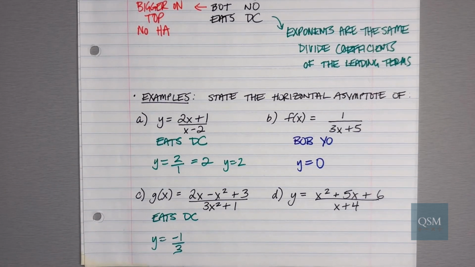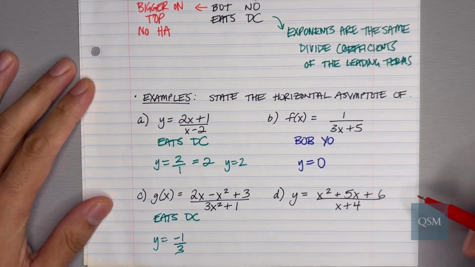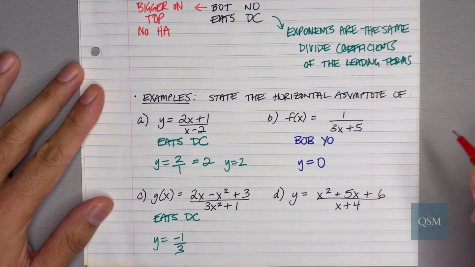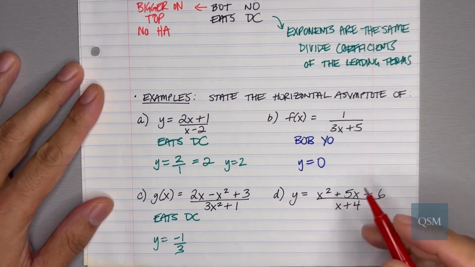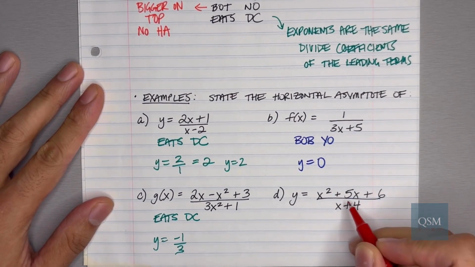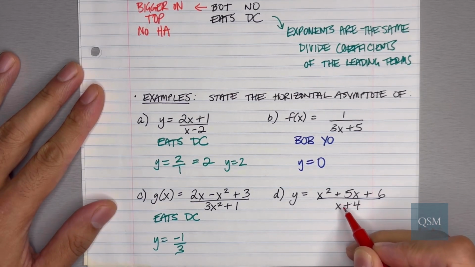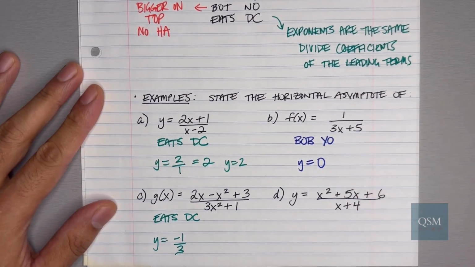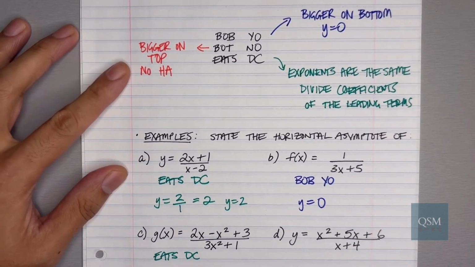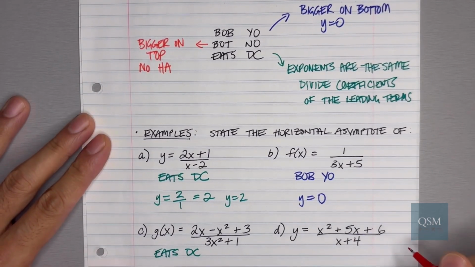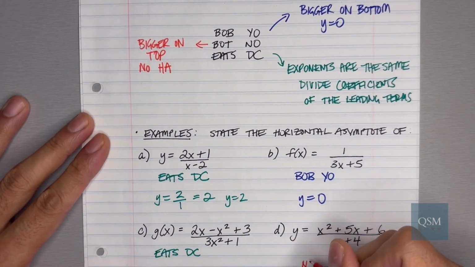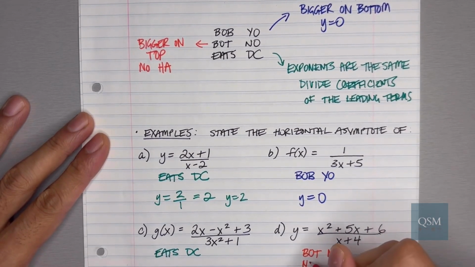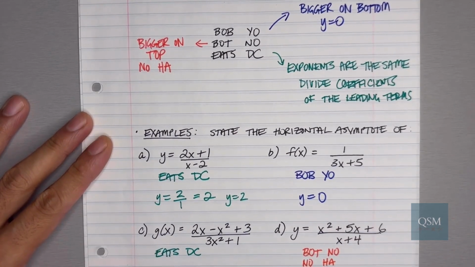And lastly, let's look at this final one right here. y equals x squared plus 5x plus 6 over x plus 4. What is the degree of the top? The degree of the top is 2 because the highest exponent is 2, and the degree of the bottom is 1 because we have another linear function on the bottom. So we have degree 2 on top, degree 1 on the bottom. We are dealing with this situation right here, bigger on top. So our degree is bigger on top by 1, and that means we have no horizontal asymptote. So we're dealing with bot no. So we have no horizontal asymptote in this case.